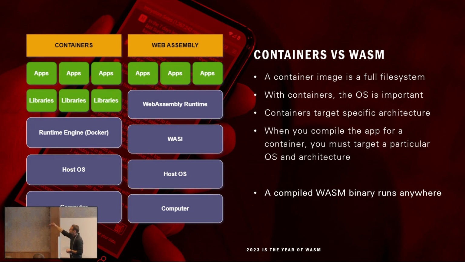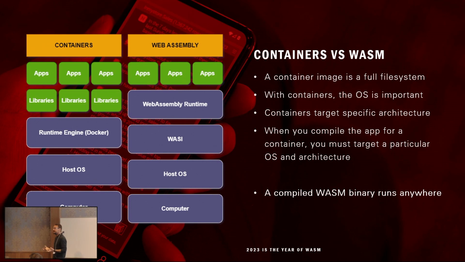And so some of the differences between running your app in a container or running your app as a WebAssembly application: a container is an image. A container image is a full file system. Okay, you have the file system built into the container, and there's a lot of redundancy and stuff that maybe you don't need for your app within that. With WebAssembly, there is no file system unless you want one.